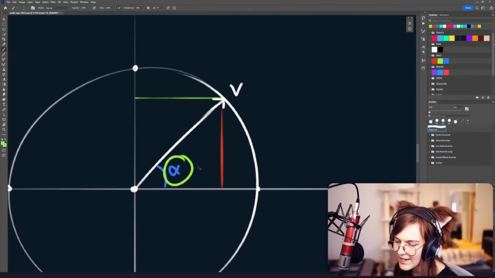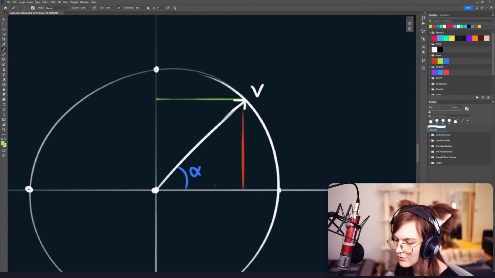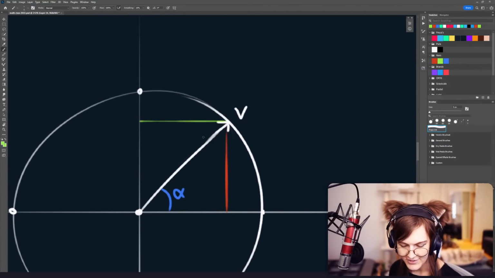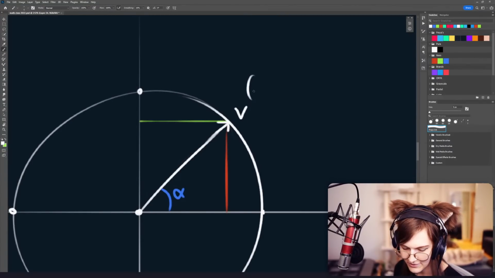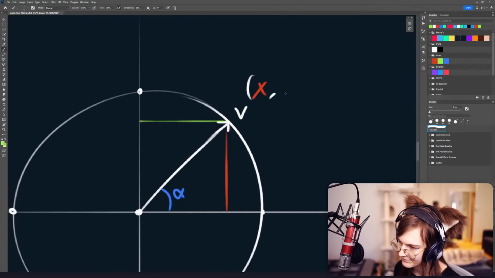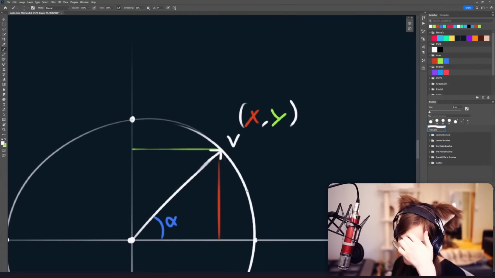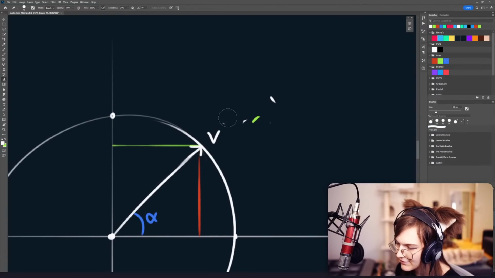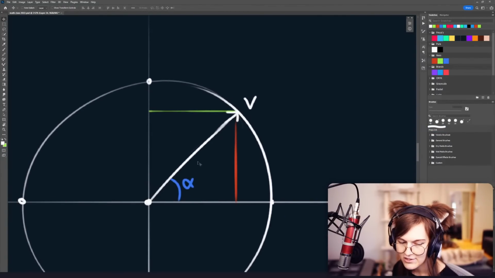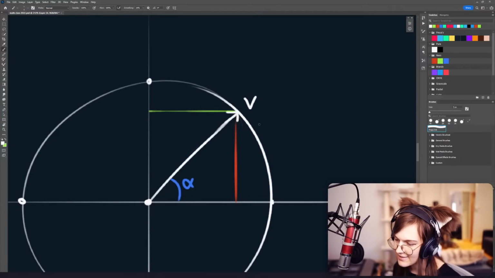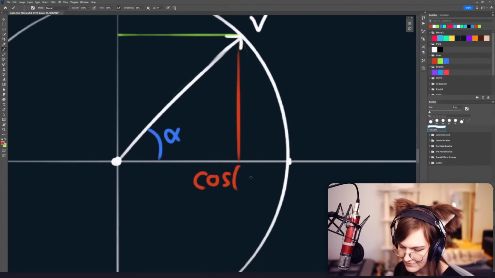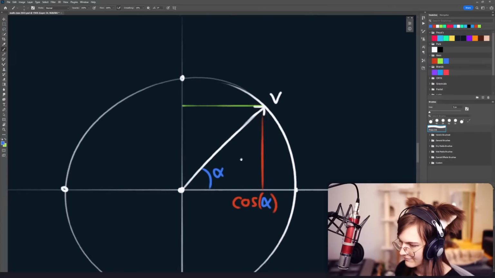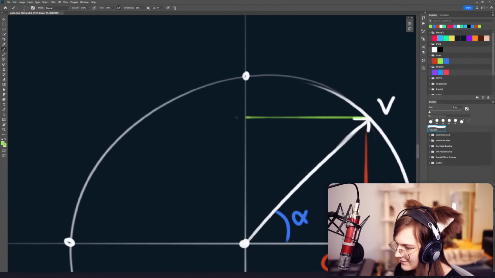Because if you only know the angle, then you need to somehow figure out these coordinates if you want to convert it to a vector. An angle is just a number, and a vector is two numbers, right? You have an x-coordinate and a y-coordinate. And so what the sine and the cosine function do is give you these two coordinates. That's basically it. So the x-coordinate is the cosine of the angle, and the y-coordinate is the sine of the angle.